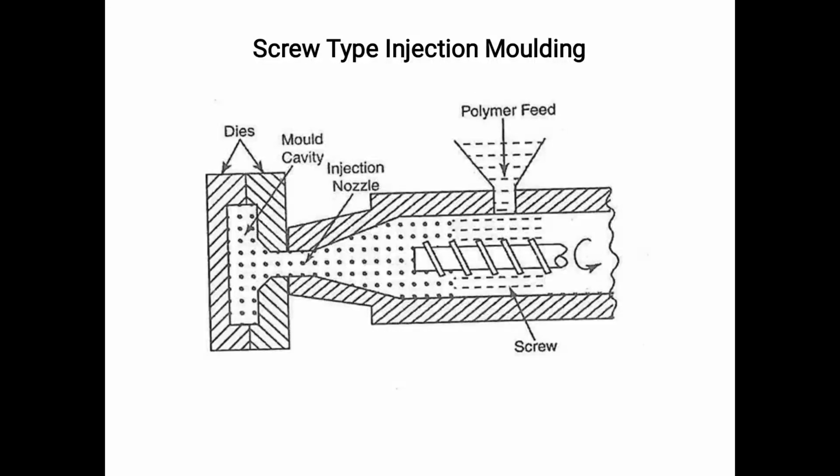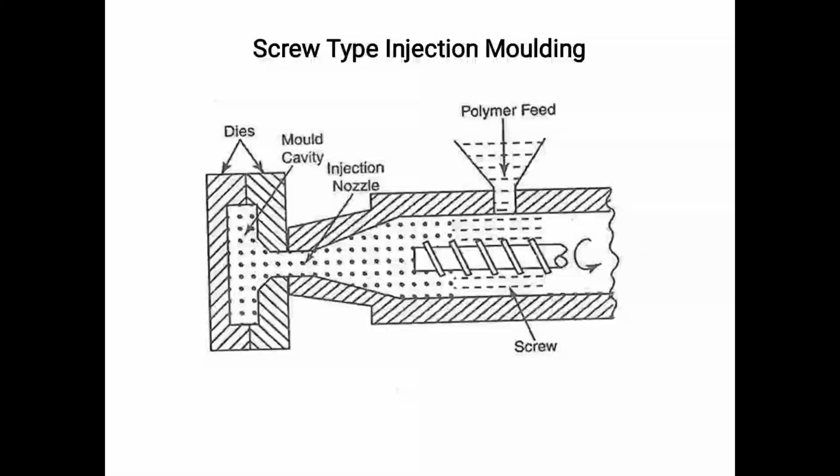Then we are going to see the screw type injection molding. The figure indicates the screw type injection molding. In this type also there are two units to split and eject the finished component, such as the injection unit and the clamping unit. The injection unit has a hopper, screw and heating section. The clamping section has the mold in a screw type molding machine.